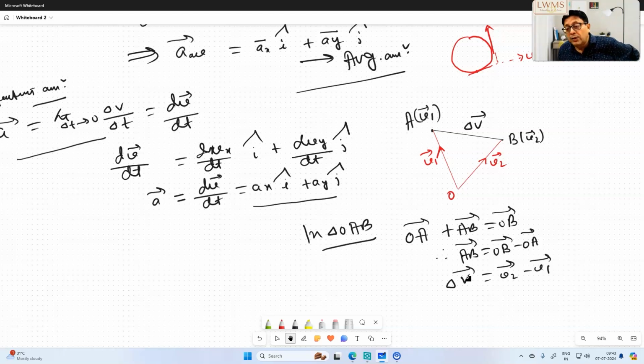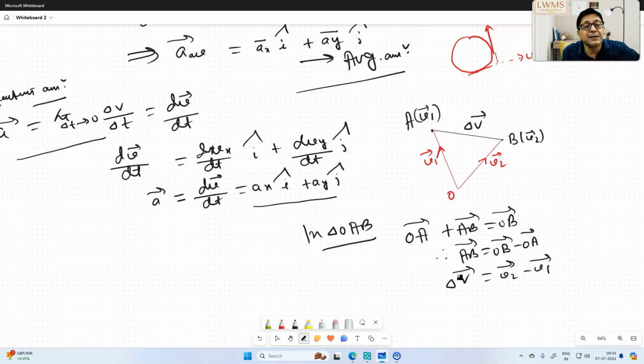Okay. So if you want to find the direction of average velocity or instantaneous velocity, then it will be better to draw the vector triangle showing the position vectors of v1 and v2, and in that triangle you show v1, v2 and delta v. So delta v will be along the AB direction.